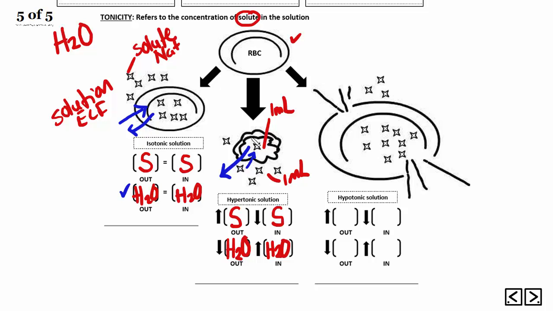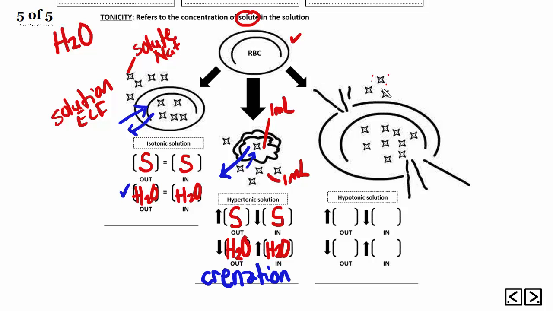this cell shrivels up. This is not an ideal physiological condition. This is bad, and this is called crenation, when the cell shrivels up and dies as it loses water. All right, so that's what happens when you have a hypertonic solution. There is a loss of water into the salty solution out here. Cell shrivels up, crenation. The reverse of that is when there is a high solute inside and a lower solute out here.